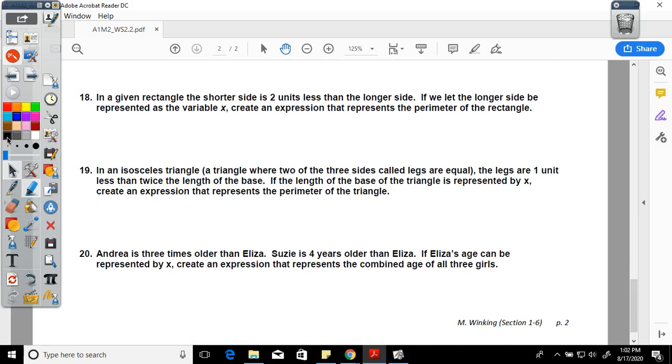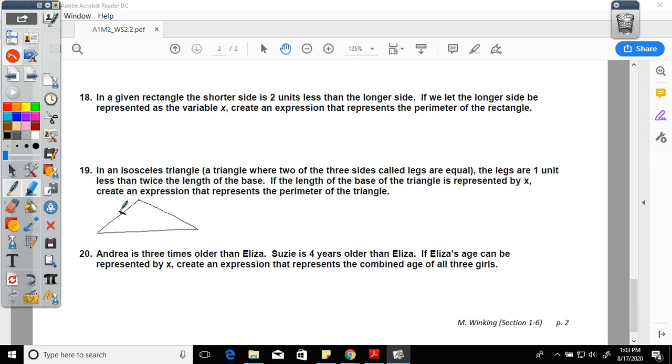Number 19. In an isosceles triangle, a triangle where two of the three sides called legs are equal, the legs are 1 unit less than twice the length of the base. If the length of the base of the triangle is represented by x, create an expression that represents the perimeter of the triangle. All right, so a couple things real quick. Let's just draw a picture. Sometimes a picture helps. Obviously, this isn't to scale.